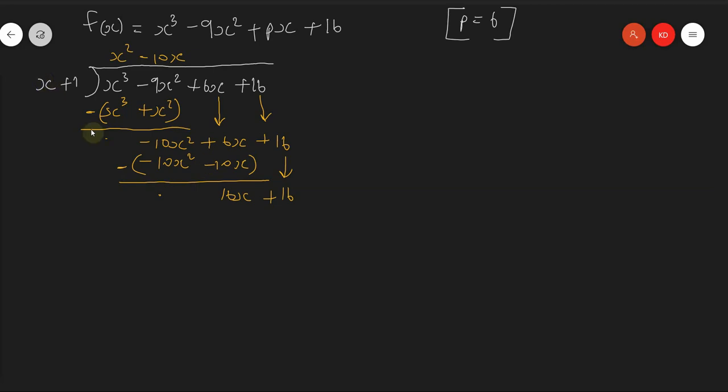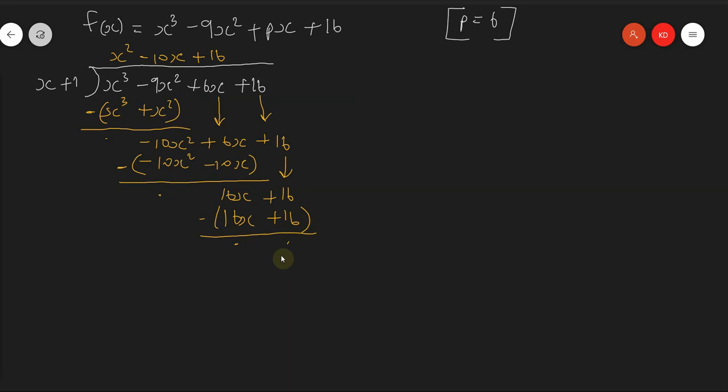Now all we do is divide x into 16x. So x into 16x goes positive 16 times. Now we just multiply 16 times x, that's 16x, and 16 times 1, that's positive 16. We subtract: 16x minus 16x is 0, and 16 minus 16 is 0.